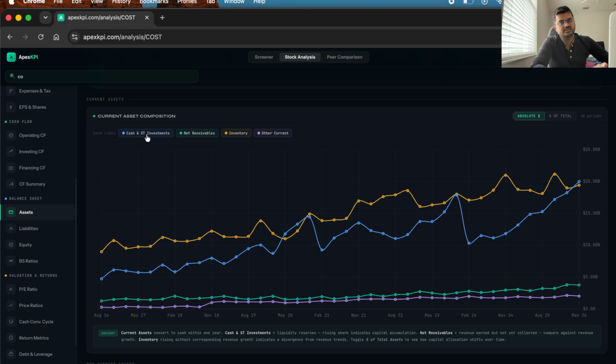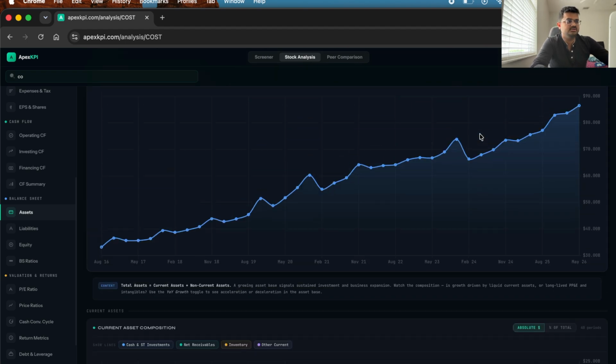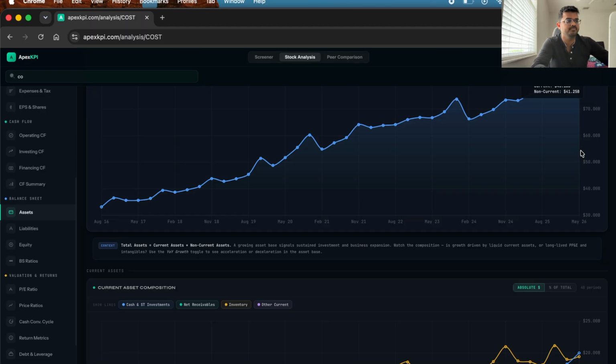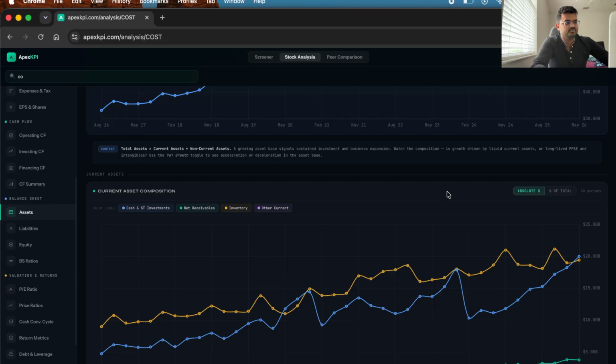But I would also look at this through a different lens. As part of the total asset value, we've seen in the previous chart that the total asset is $86 billion as of the most recent reported period. I would like to understand what the percentage of cash and short-term investment, or each and every section, is as a percentage of the total assets. That gives me a different perspective.